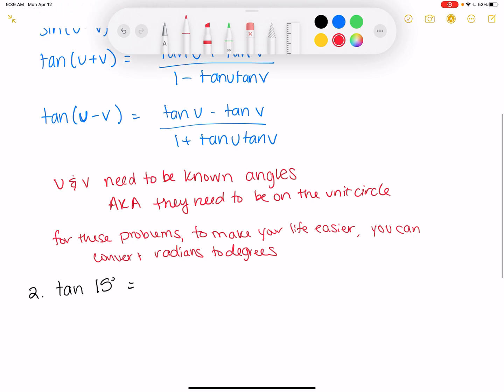Okay? We're dealing with 15 degrees, so there are plenty of options. I can use really a variety, but I'm going to use the tangent of 45 minus 30. Because would you agree that the tangent of 45 degrees minus 30 degrees is the tangent of 15? Yes. Okay, so now I have values that I do know. I know what the tangent of 45 is, and I know what the tangent of 30 is. So this is going to be my u, and this is going to be my v.